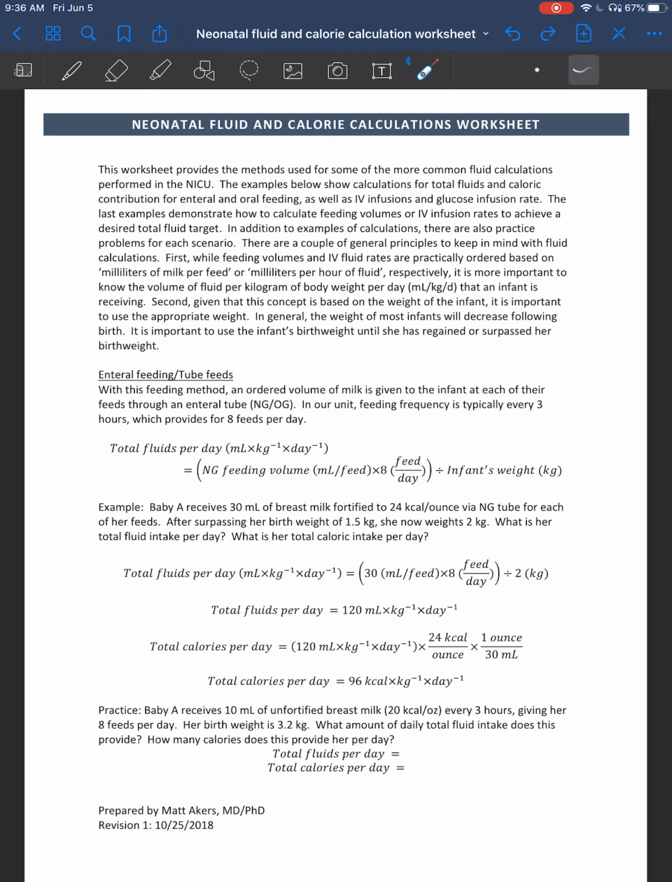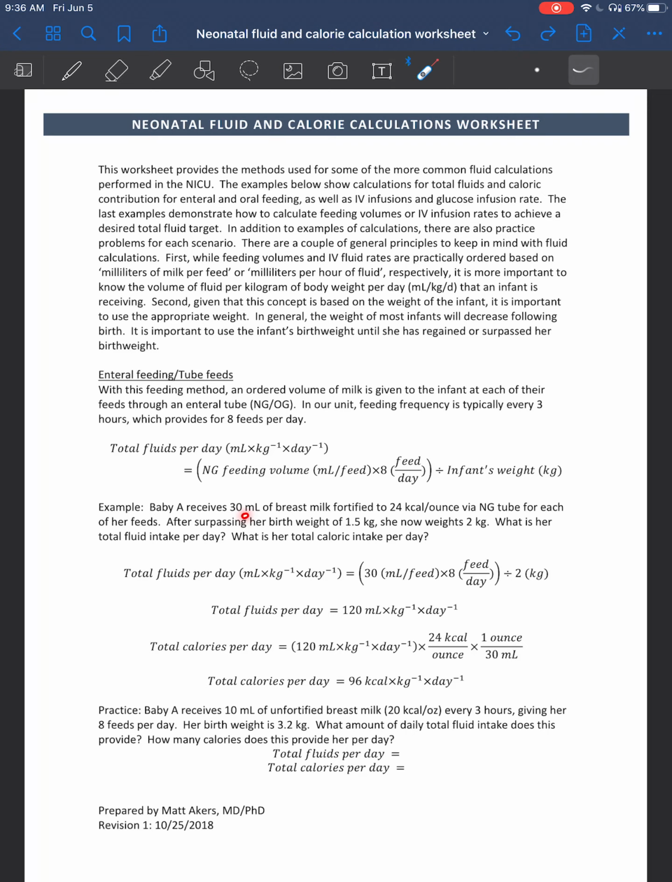To calculate the total fluids per day in milliliters per kilogram per day, you take the volume of the NG feed, multiply it by the number of feeds per day, which is 8, then divide this by the infant's weight. Let's look at an example.